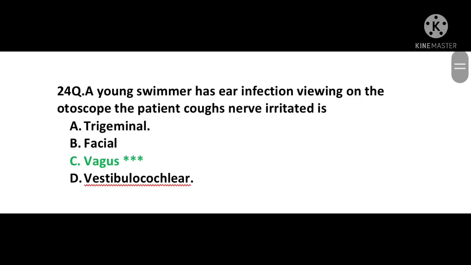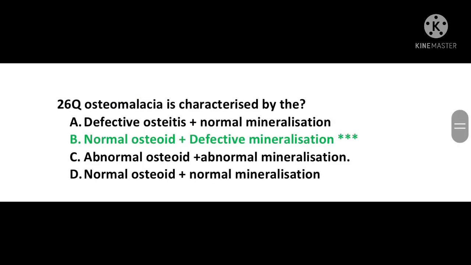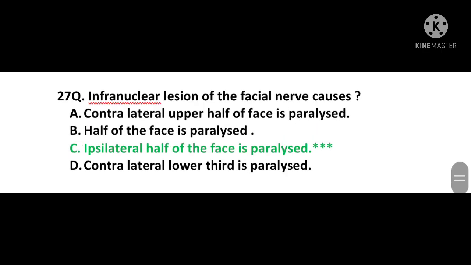A young swimmer has an ear infection. On viewing with the otoscope, the patient coughs. The nerve irritated in this case is the vagus nerve. Tripoding is seen in which of the following grasps? Modified pen grasp. Osteomalacia is characterized by normal osteoid plus defective mineralization.